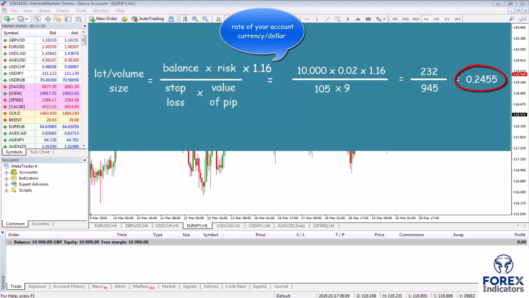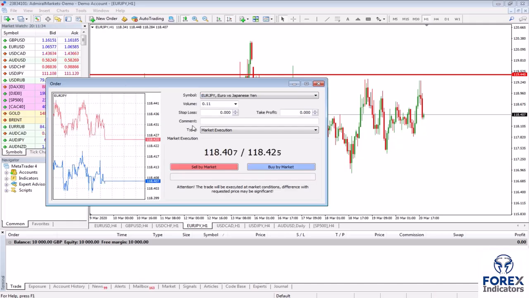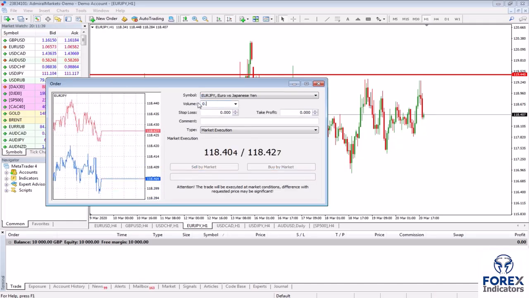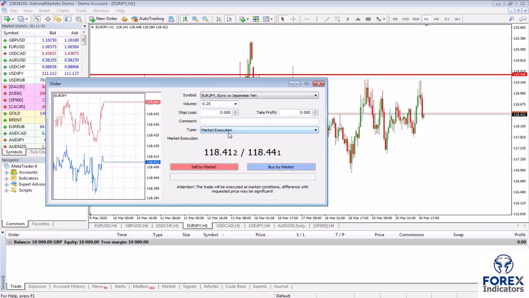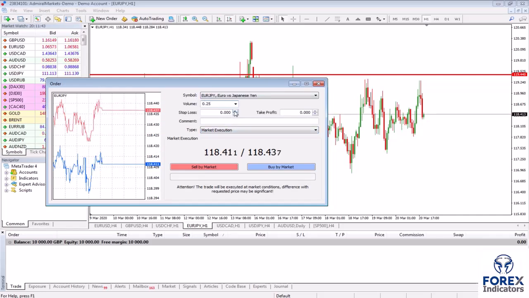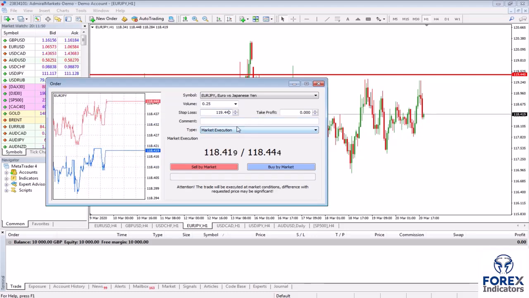That's what we got in this formula, but let's see if this is true. I will click on the new order field and enter 0.25 in the volume field. Stop loss is the amount we marked. It is 190.44 and I will click on the sell by market field.